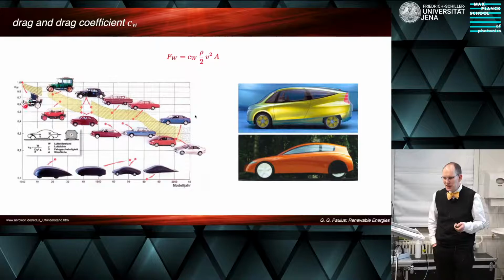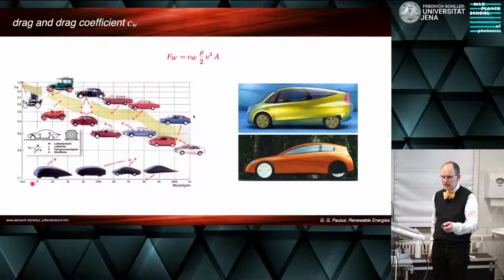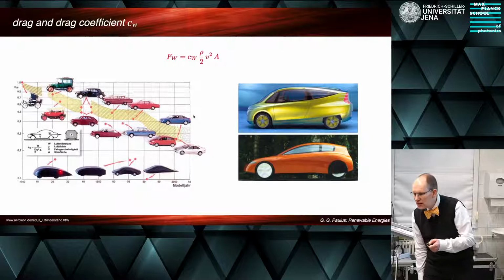And what you find here is a nice graph that I found somewhere on the internet. So here's the reference. Namely, the historic development of the CW value for different makes and models of cars, and also for some experimental models here. What you see is that they really started close to one, and then it went down. This car here doesn't look very practical, I would say. This here is ugly. And it has a CW value of a little bit less than 0.2, perhaps 0.15.